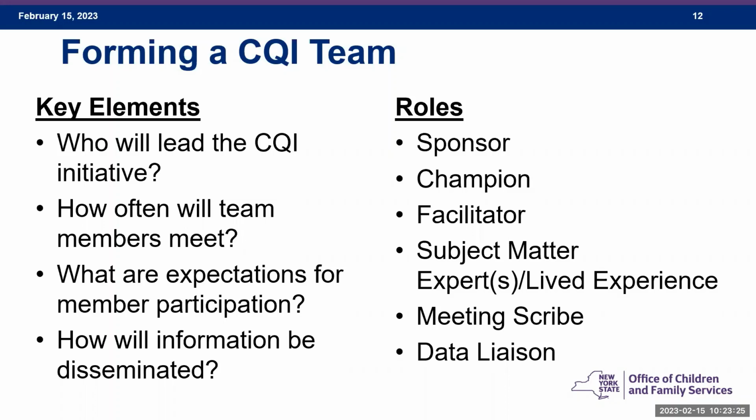The final question that really needs to be asked is, how will information be disseminated? Really, this is the idea that you need to describe the process for communicating CQI topics, findings, and updates that are going on with the project. What findings have you found with your project? Are you having any challenges with those projects? And how are you going to communicate those to several different actors, including key stakeholders, CQI team members to each other, agency staff members, community partners, and even agency leadership as well?